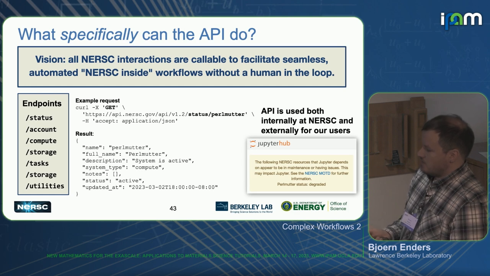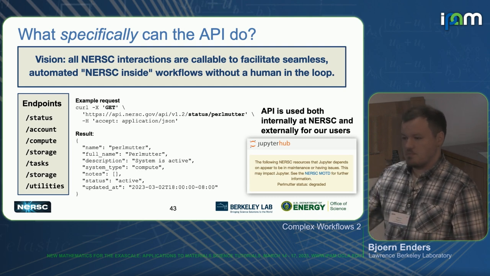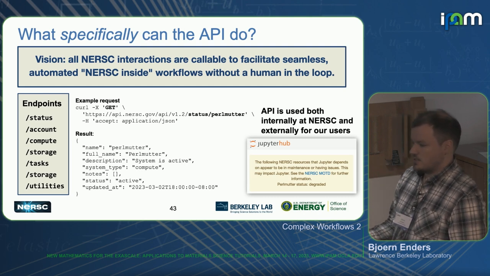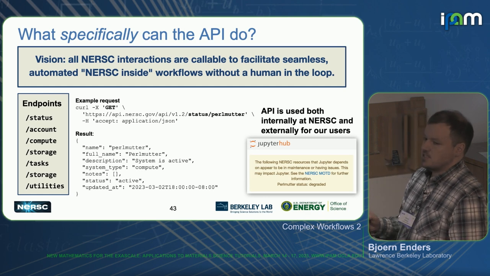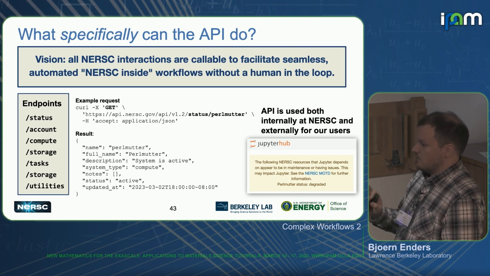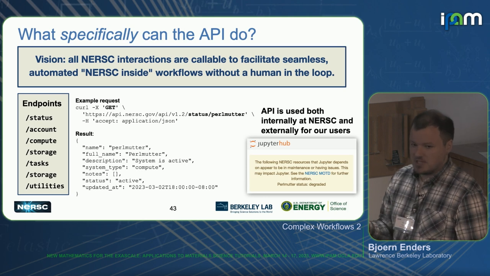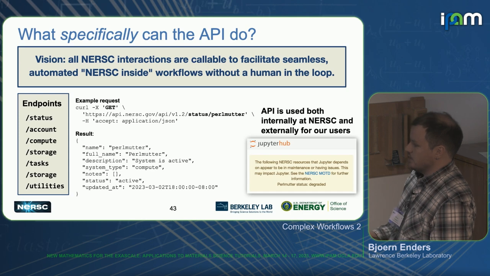And here is an example of how it's used at NERSC. If you go to JupyterHub and you see that yellow box, JupyterHub itself polls the API to figure out what the status is on the systems, and it figures out that there's some system at NERSC that is degraded. It will show this yellow box, and it will tell you that you might not have the best Jupyter experience today because one of the services it's connected to is experiencing difficulties.